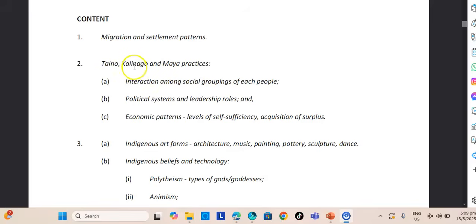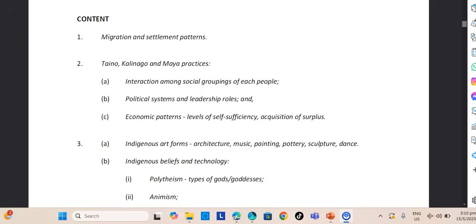All right, so now we're going to look at the Kalinago and their social interaction, political system, leadership, and economic patterns. The Kalinago, formerly known as the Caribs, were a powerful indigenous group in the Lesser Antilles. By the time of European contact, their societies were more militaristic and mobile than the Tainos. Yet they were also well organized and cooperative.